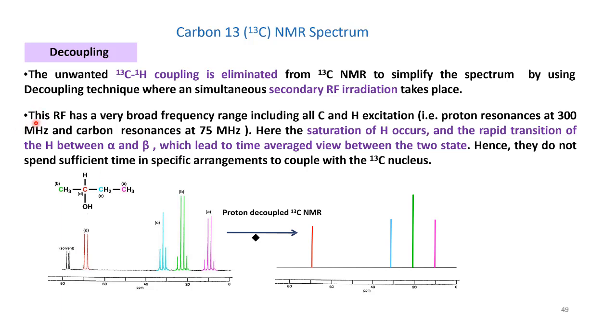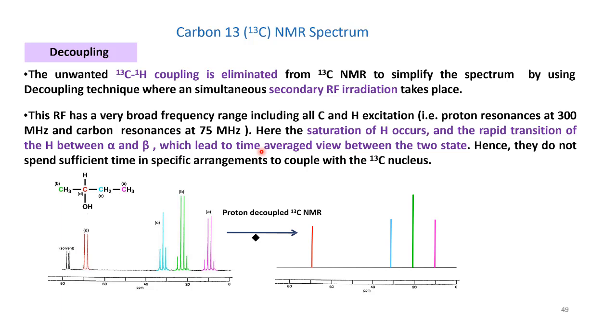So this RF has a very broad frequency range, including all carbon and hydrogen excitation. That is proton resonance at 300 megahertz and carbon resonance at 45 megahertz. So in between this range, we will have the broad frequency, and then we can get the saturation of hydrogen and the rapid transition of hydrogen between alpha and beta, which leads to the time averaged view between the two states. So that is how we do not get any coupled peaks.